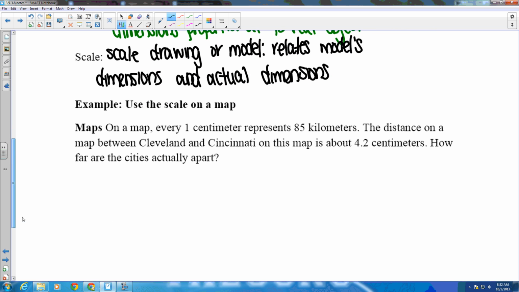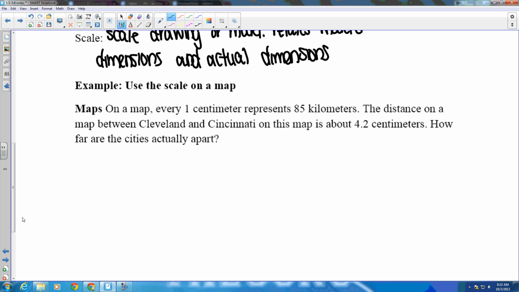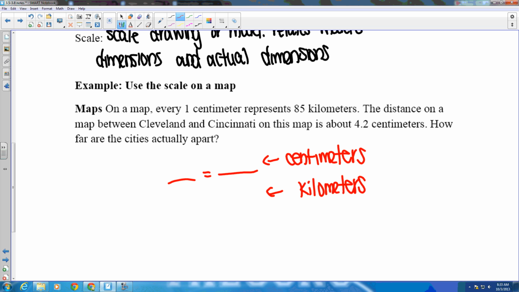Okay, so let's go ahead and do an example using a scale. On a map, every 1 centimeter represents 85 kilometers. The distance on a map between Cleveland and Cincinnati is about 4.2 centimeters. How far are the cities actually apart? So let's set up our proportion. We're going to have centimeters, the measurements in centimeters on top, and all the measurements that were in kilometers on the bottom. Obviously, the units that match should be together. So the 1 centimeter goes with the 85 kilometers, and the 4.2 centimeters goes with the x, because we don't know how many kilometers that actually is.